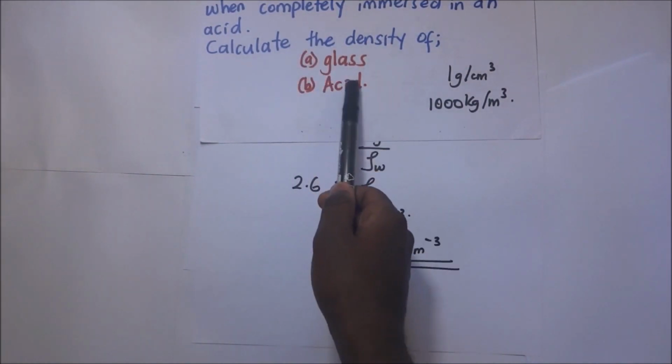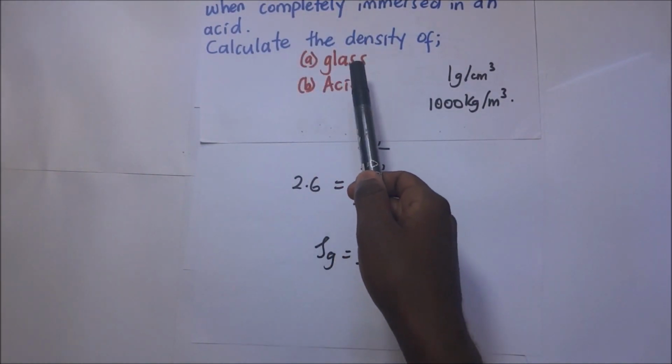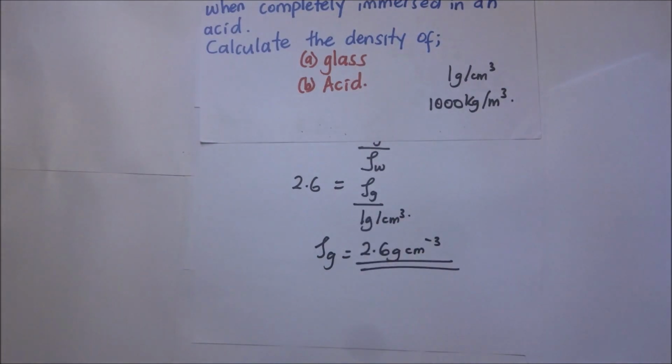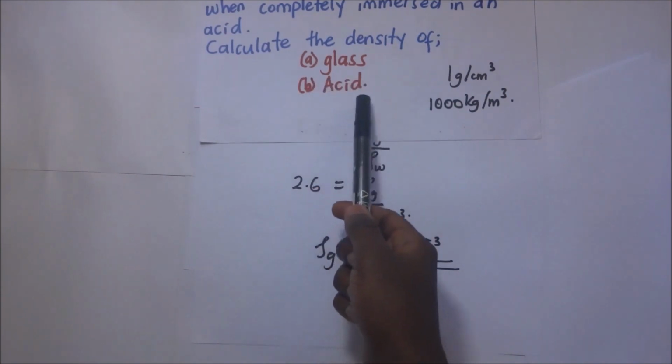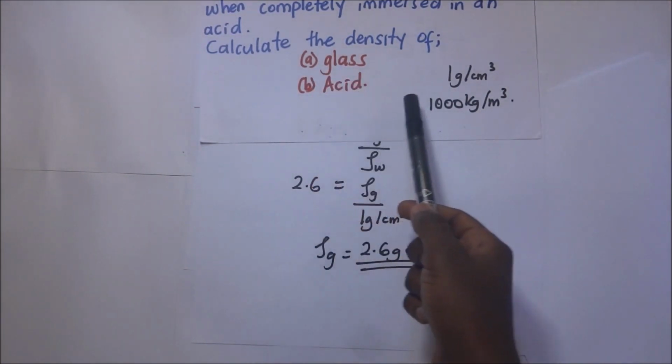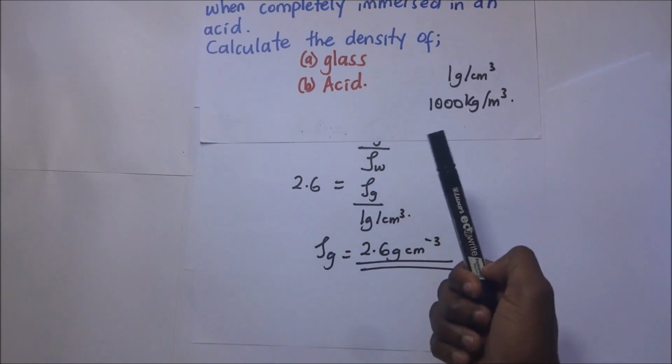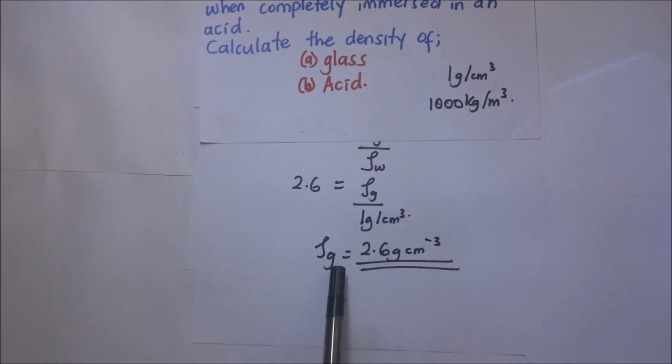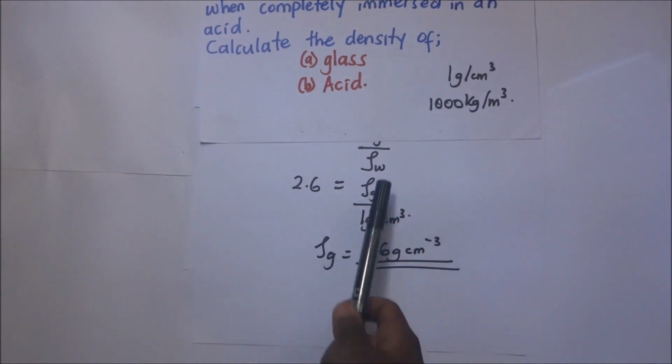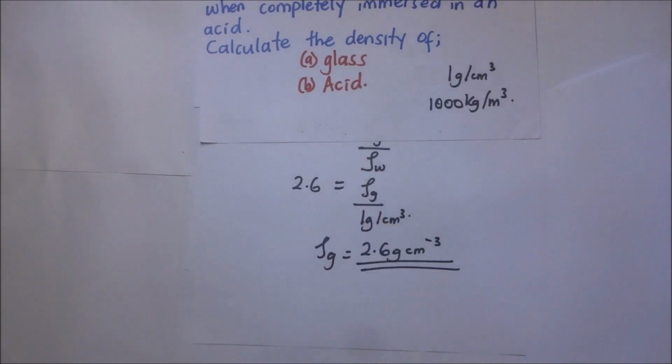So what about the density of the acid? For us to find the density of the acid, we are going to use pretty much the same approach. We are going to first find the relative density of the acid, and after finding it, we'll go ahead and multiply it by the density of water like we've done in this, and we'll be able to get the density of the acid. So we'll begin by finding the relative density of the acid.